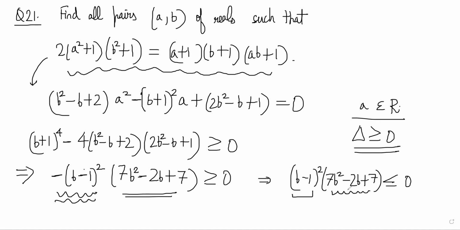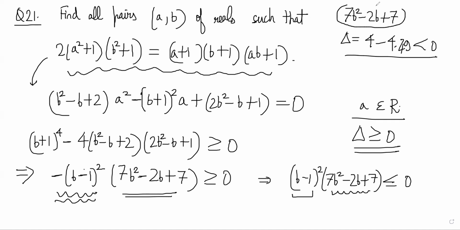But if you think of 7b square minus 2b plus 7, the discriminant of this is 4 minus 4 into 49. The discriminant is less than 0, so this is always positive. So how can you get this, which is always positive, and this, a perfect square, to be less than or equal to 0? It cannot be less than 0. It must be equal to 0. Because this is positive and this is greater than or equal to 0, it cannot be less than 0. It must be equal to 0 and therefore b must be equal to 1.